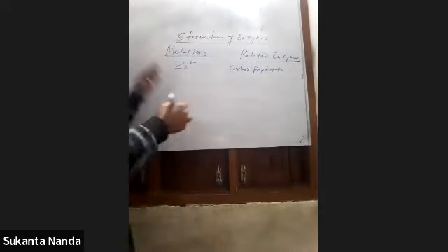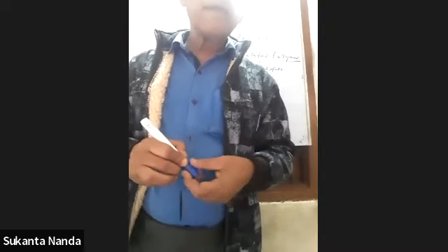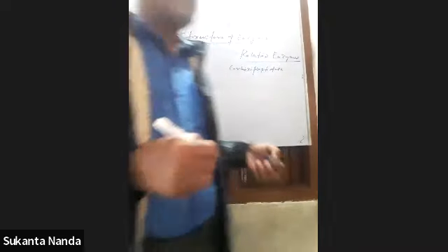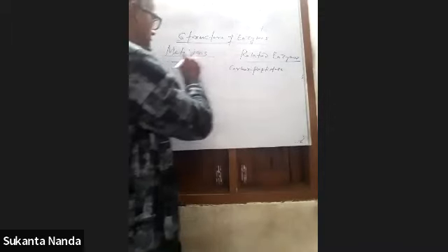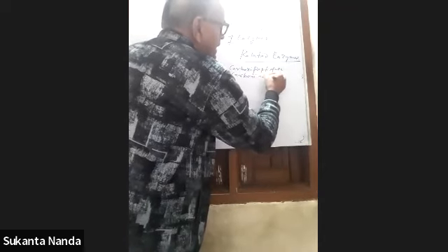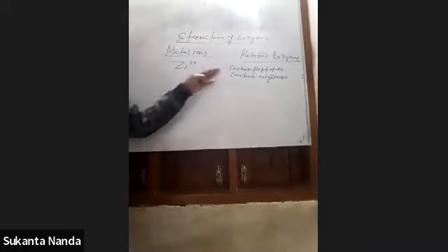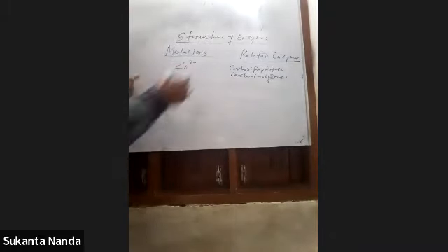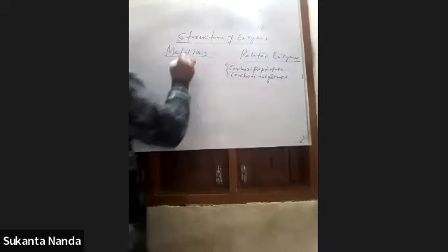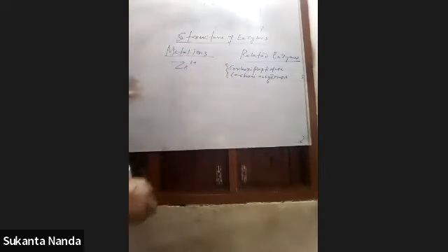Another one is, which one is the fastest enzyme in the living world, students? Carbonic anhydrase. This one also depends upon zinc. So these two enzymes, carboxypeptidase and carbonic anhydrase, depend upon zinc for carrying out their enzymatic activities.